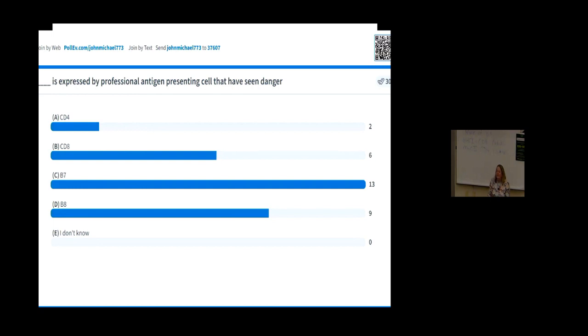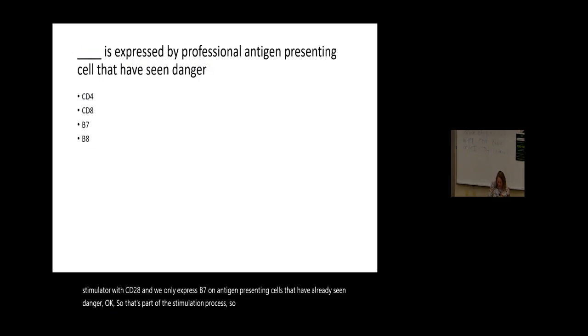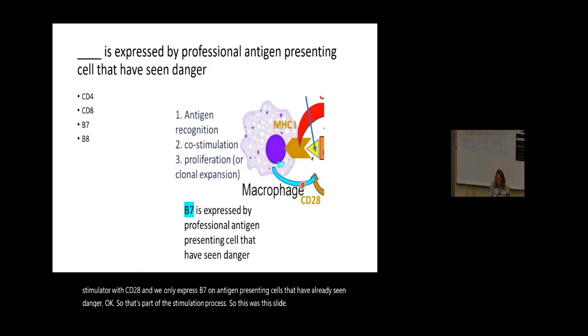Good, most of you said B7. Fantastic. That's the one we talked about that is going to be the co-stimulator with CD28. And we only express B7 on antigen-presenting cells that have already seen danger. Okay, so that's part of the stimulation process. So this was the slide where we can see our B7 and CD28 interacting as part of that co-stimulation. All right, so B7 is essentially our been there, done that sign for a cell.